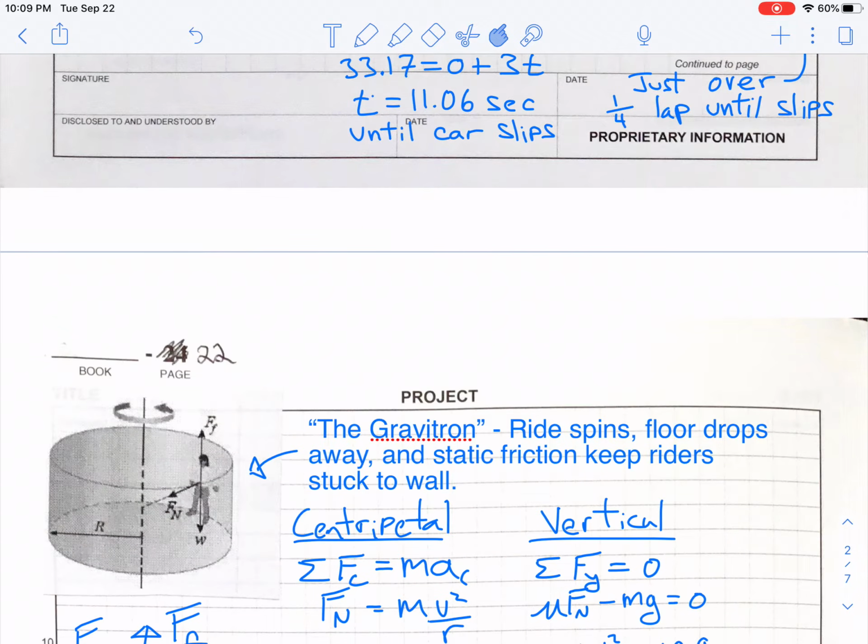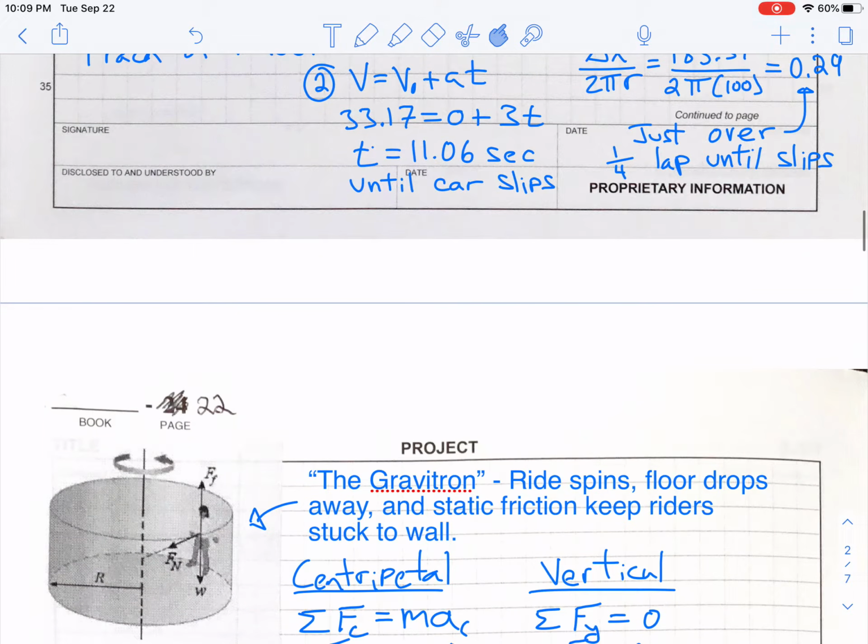Here we've got the Gravitron on the next page. In this amusement park ride, the ride spins around, the floor drops away, and static friction will keep riders kind of stuck to the wall.